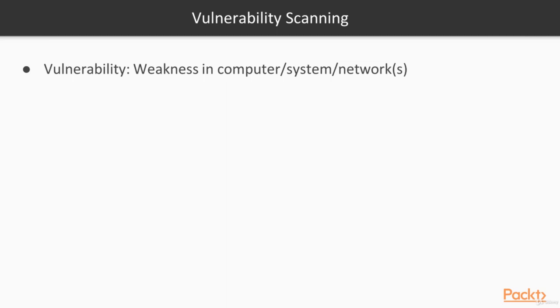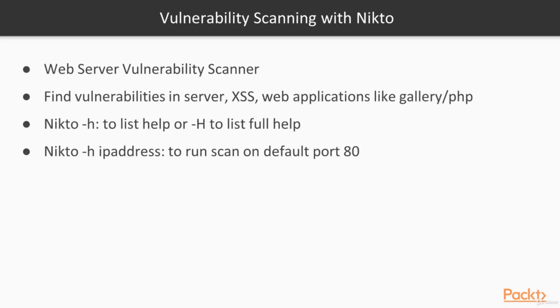A vulnerability is a weakness in a computer, a system, or a network. This allows us to exploit that weakness and get into that computer or system or network. Nikto is a free program that is actually a web server vulnerability scanner. It scans web servers and finds vulnerabilities in the server itself. It finds cross-site scripting vulnerabilities. It also finds vulnerabilities in web applications like Gallery and various PHP applications.